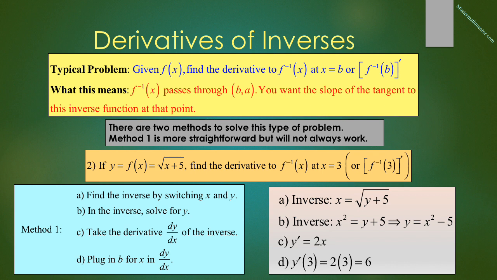So we can take the derivative dy dx of the inverse, and in step C we get y prime is equal to 2x. Finally, step D, we plug in the point b for x in dy dx. So we will now find y prime of 3, which is equal to 2 times 3, which is 6. So in y equals the square root of x plus 5, the derivative of the inverse to that function at 3 has a slope of 6.